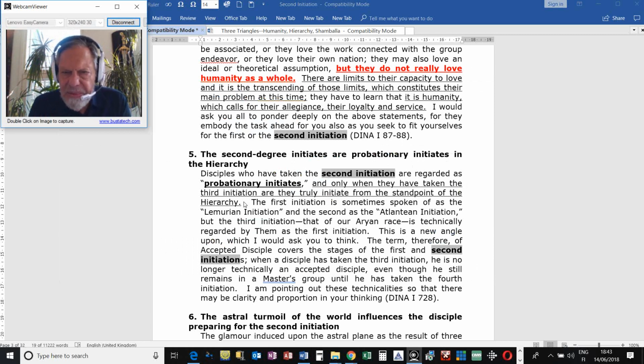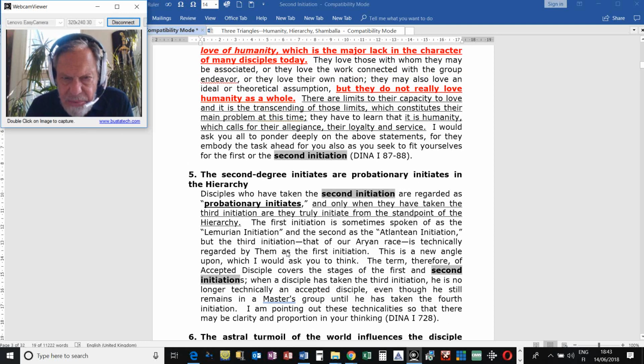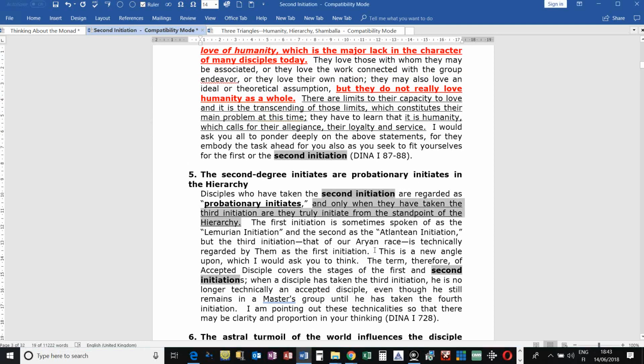The first initiation is sometimes spoken of as the Lemurian initiation, the third root race really, which is the foundation of self-conscious living somewhere in the middle of the third root race. Self-consciousness and individualization came into effect. And the second is the Atlantean initiation. But the third, that of our Aryan race, is technically regarded by them, capital T, as the first initiation.